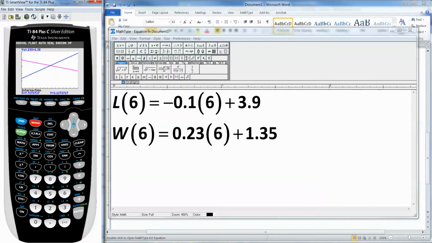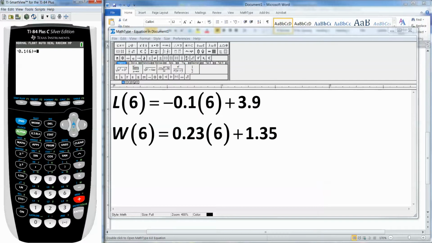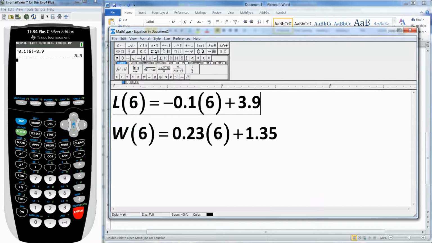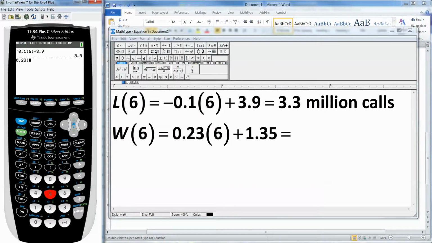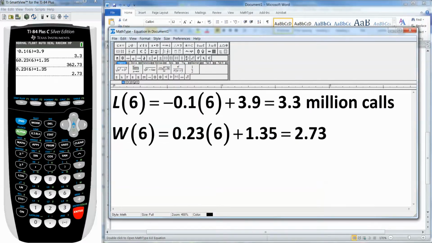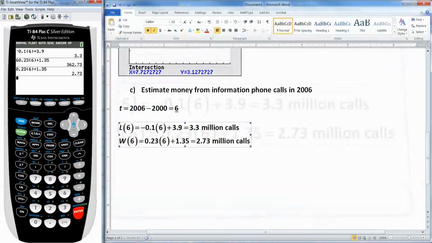Okay. So if I grab the calculator, you can do this a couple ways. First, I'm going to quit, get out of here. Second, quit. I'm going to take negative 0.1 times 6 plus 3.9. I get 3.3. So this one's 3.3 million calls, right? And then this one would be positive 0.23 times 6, plus 1.35. I really messed that up, 0.23, sorry about that, times 6, not 60.23. There we go, I knew it wasn't that different. So that's 2.73 million calls. All right, so now I have how many calls are being made.